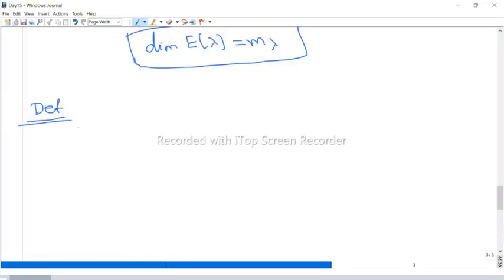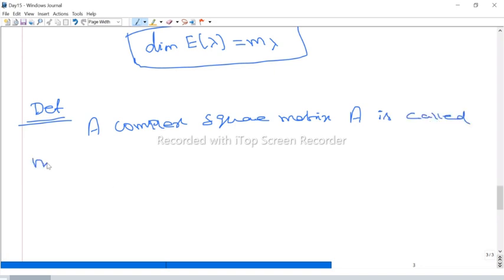So definition: a complex square matrix A is called a normal matrix if A into A star equals A star into A. That's it. If it is equal to identity, then we call it a unitary matrix.